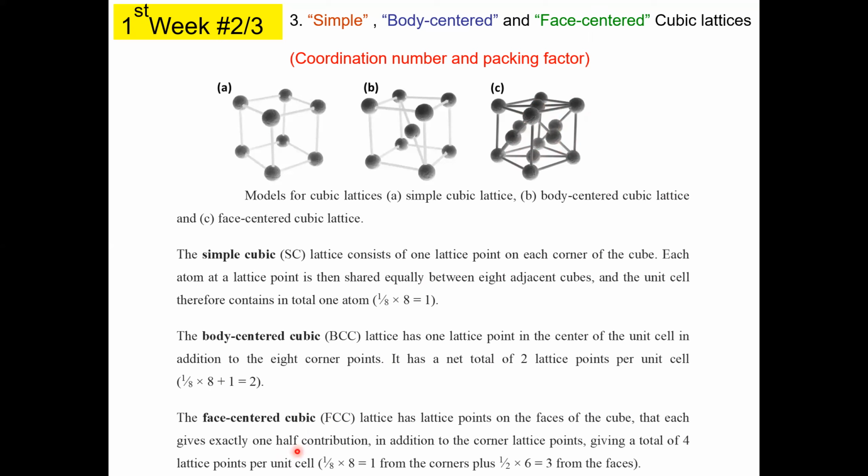So let's take a look. This is just like simple cubic: 1/8 multiplied by 8, so we have 1 from the 8 corners. Plus, if you chop it inside of the cube, each face contains only 1/2 of an atom, multiplied by 6 faces. So total will be 3 from the faces. So finally, a total of 4 lattice points per unit cell.